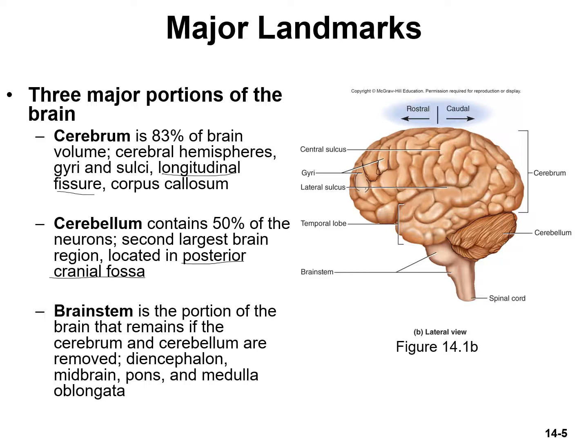And then finally, the brainstem is simply the portion of the brain that remains if you were to remove the cerebrum and the cerebellum. So the diencephalon, the midbrain, the pons, and the medulla oblongata, all of which we will be discussing.